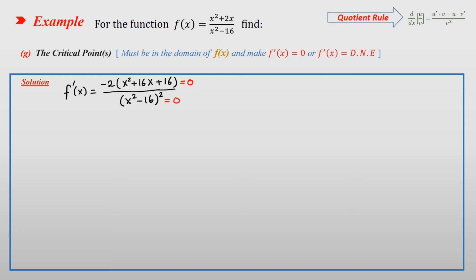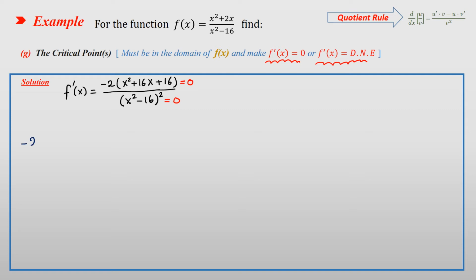of the function f of x, and make f prime of x equal to 0 or not exist. F prime of x equal to 0 means numerator equal to 0. F prime of x does not exist means the denominator of f prime equal to 0. So we will start with the numerator, and I will put the numerator equal to 0.